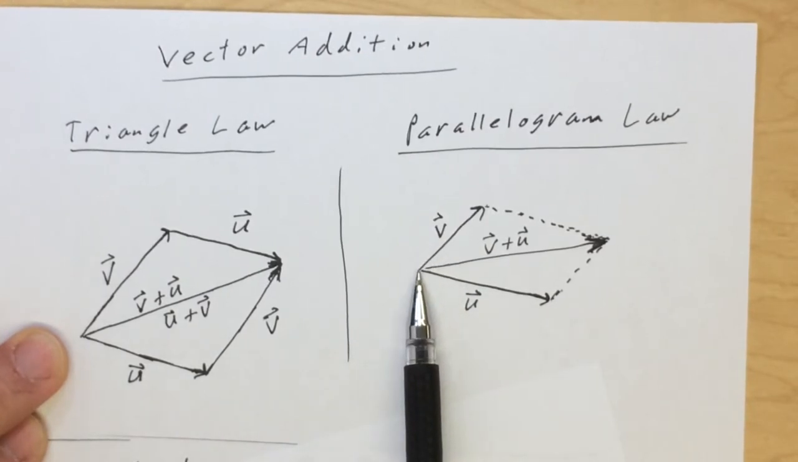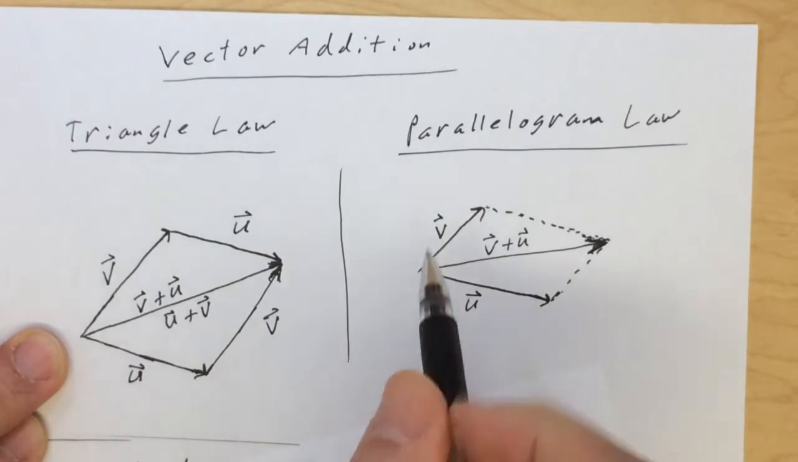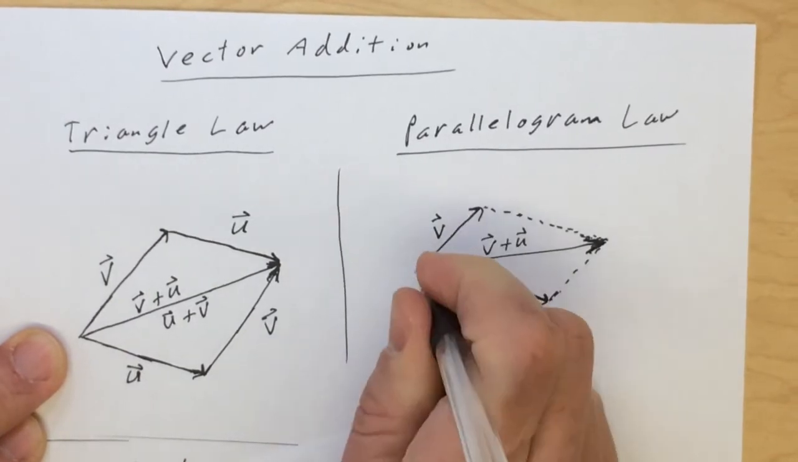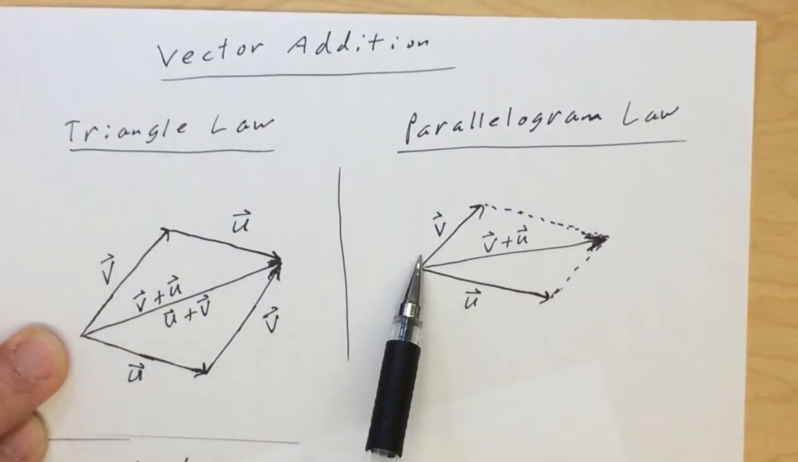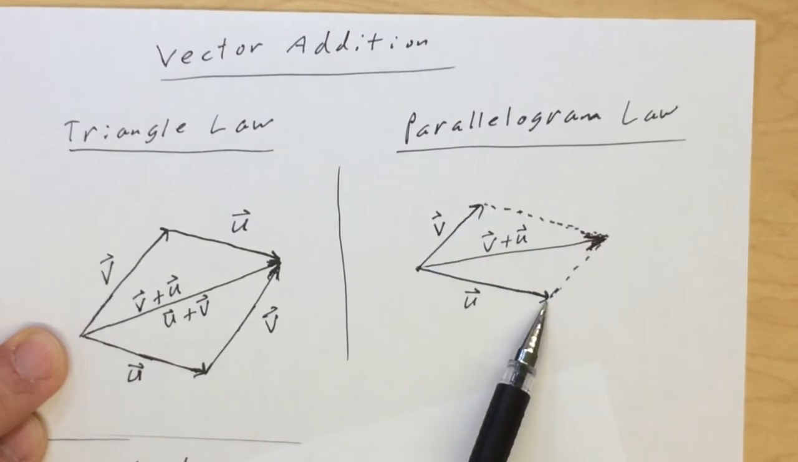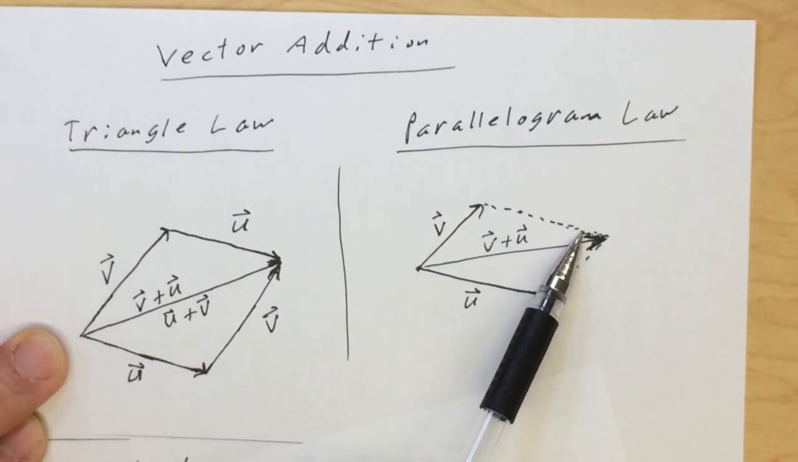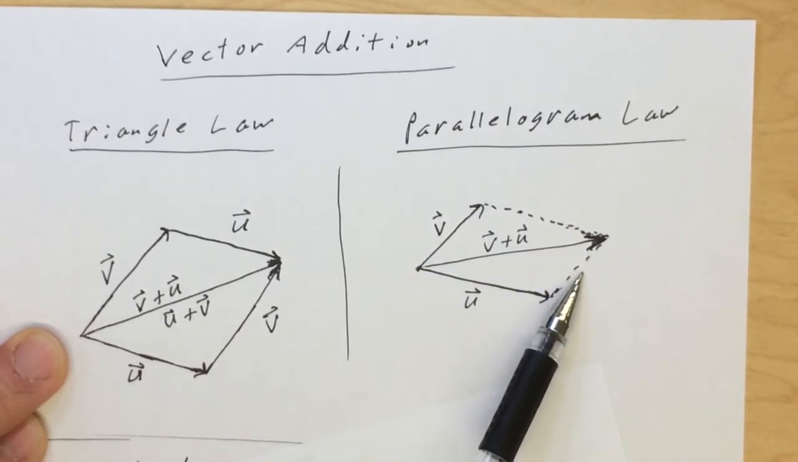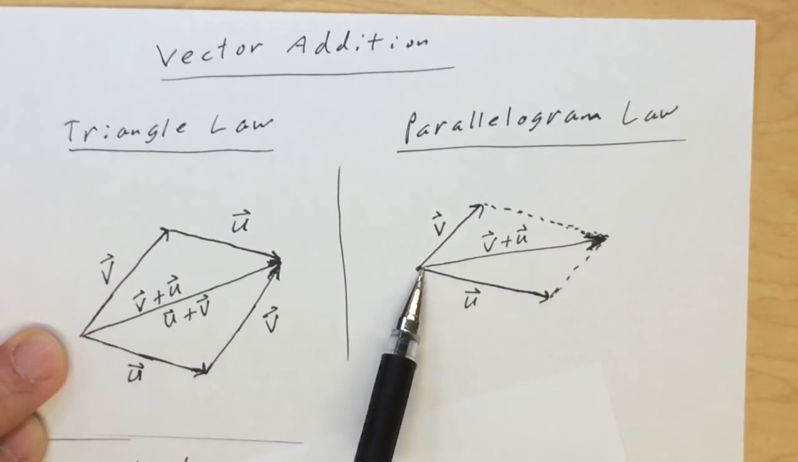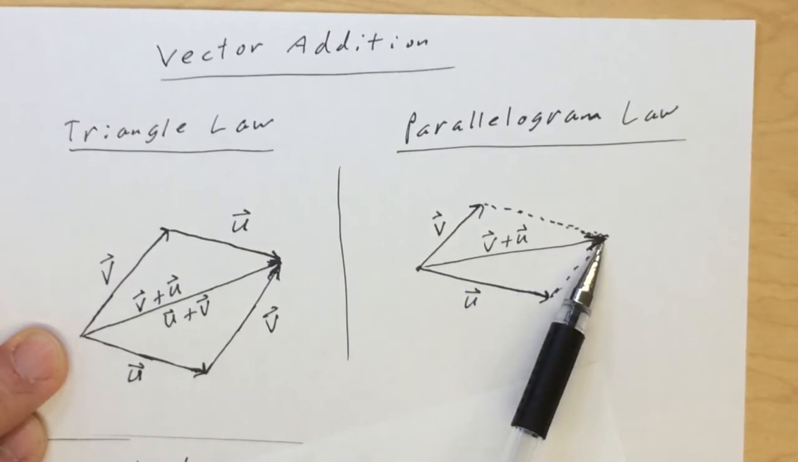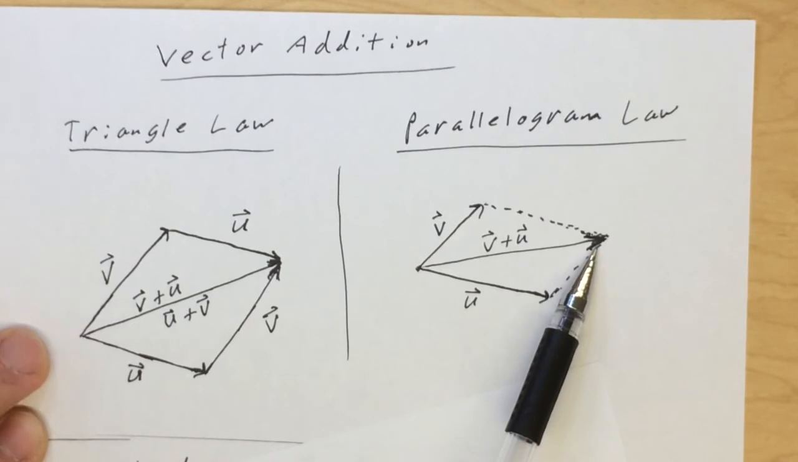If you start both vectors from the same point, and then you complete a parallelogram with the two vectors, making a vector parallel to u at the top here with a dotted line, and a vector parallel to v across over here with a dotted line, and you make a diagonal in the parallelogram, that is v plus u, also u plus v. Okay.